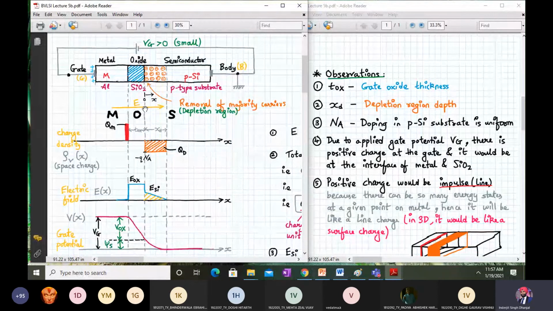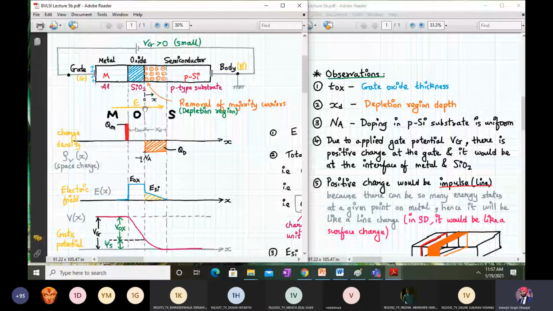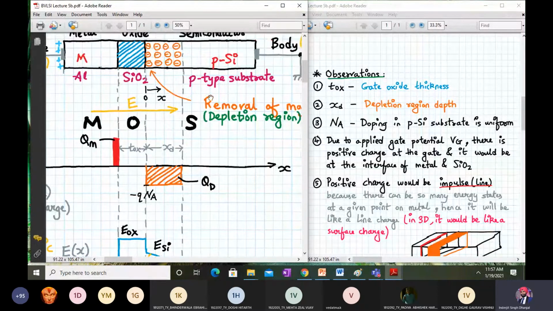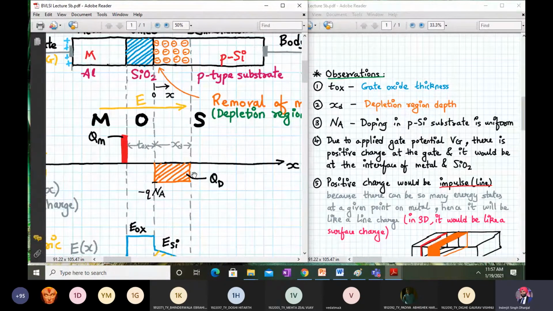I'll repeat once more. These are the observations. What is TOX? TOX is the gate oxide thickness. What is XD? XD is the depletion region width. And what is NA? NA is the doping in the P silicon substrate, which is uniform. These are the three things which we will require.